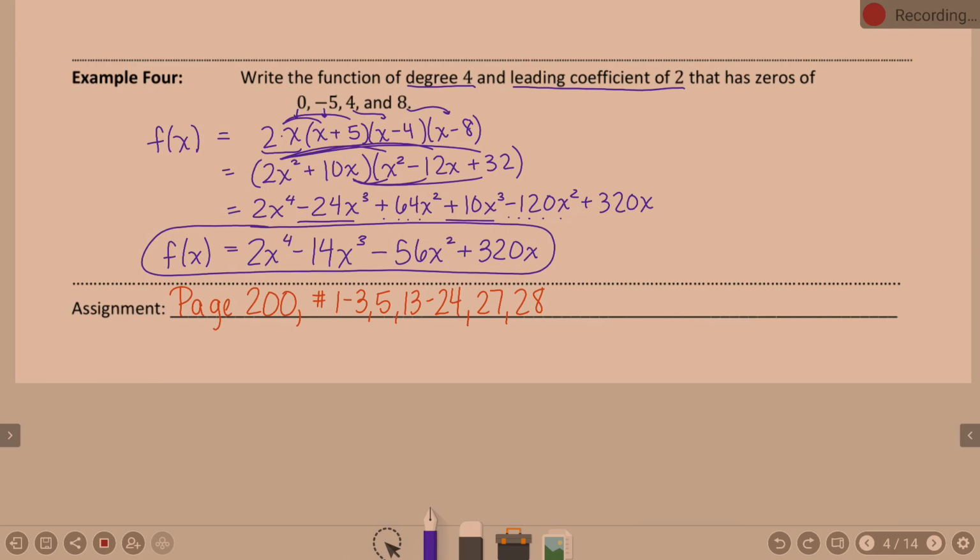Okay? Homework to go with that is 1, 2, 3, 5, 13 through 24, 27, and 28. Okay, moving along to part 2.